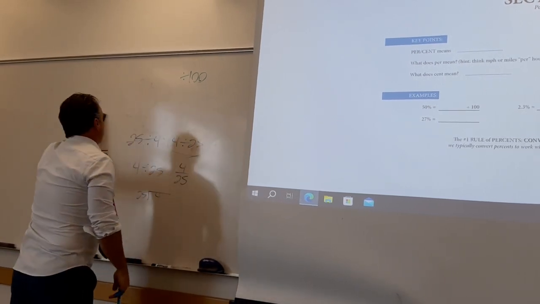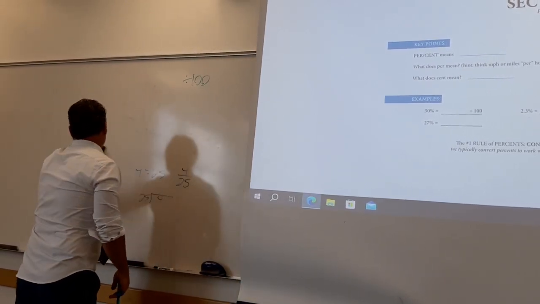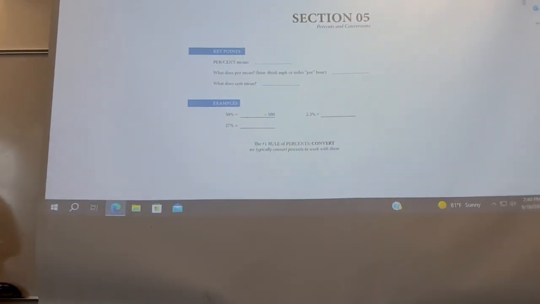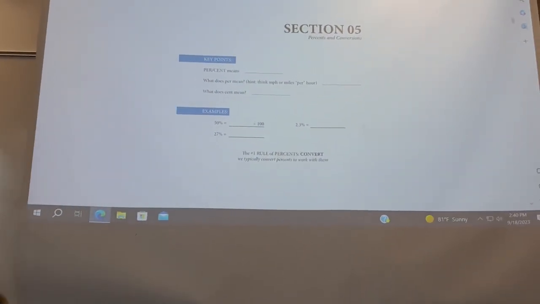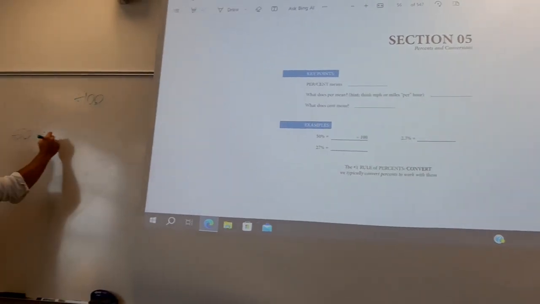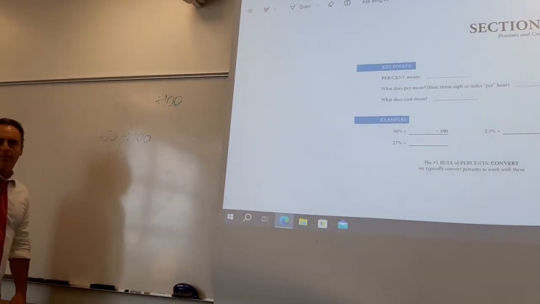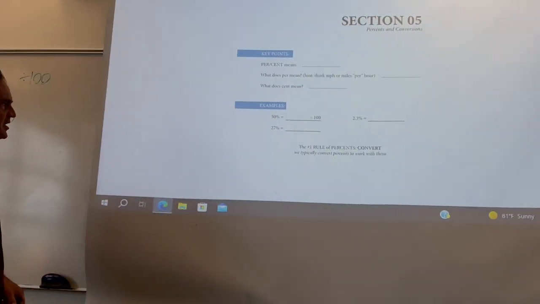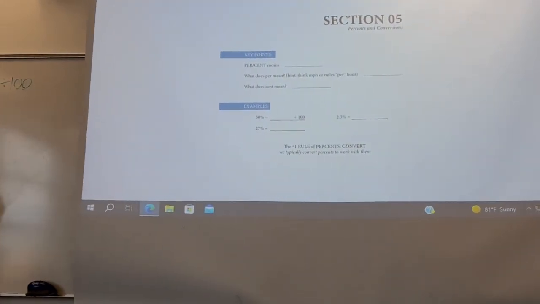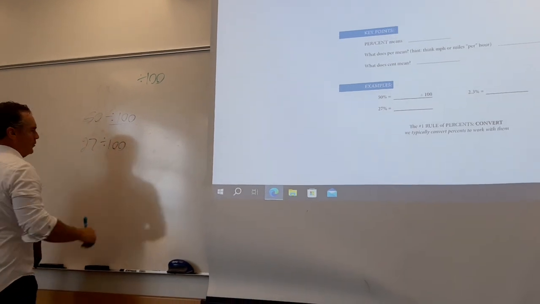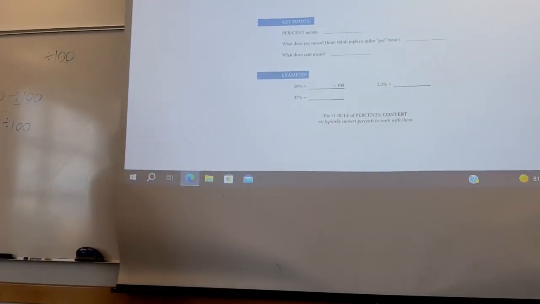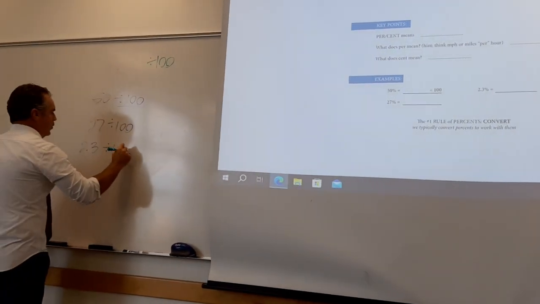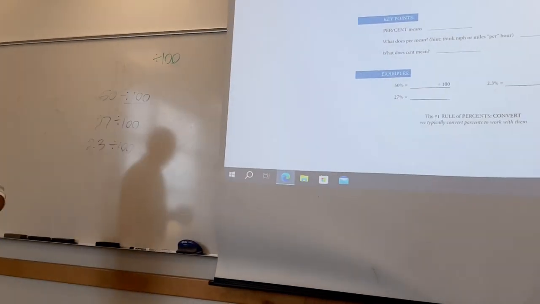So the next 3 questions are just literally as simple as it gets. It's saying, literally translated, 50% means 50 divided by 100. And the divided by 100 is already on the board for you. So 27% means 27 divided by 100. 2.3% means 2.3 divided by 100. Okay?